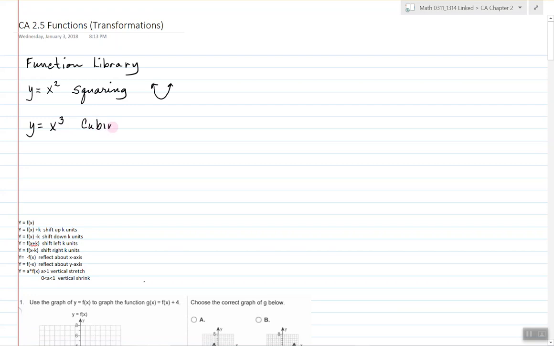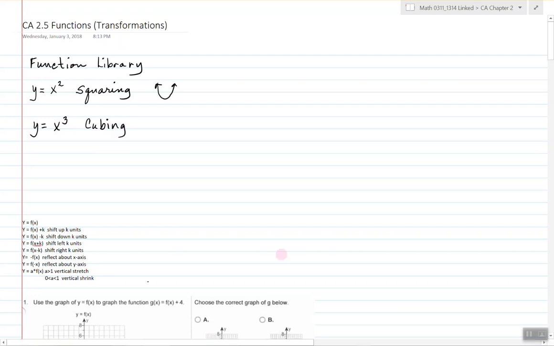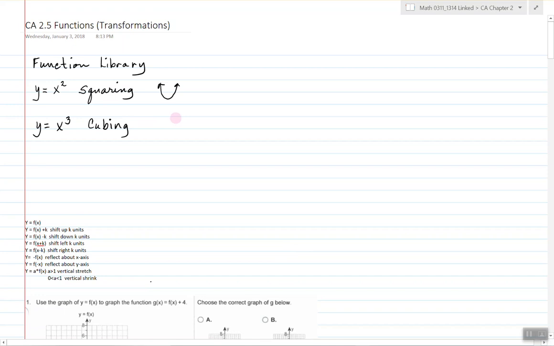This is a cubing function, and it looks sort of like a wiggle. Let me redraw that. So it is increasing over its entire domain, but it does kind of a curvature change someplace, and I call it the wiggle.